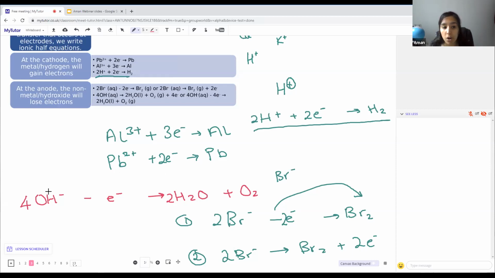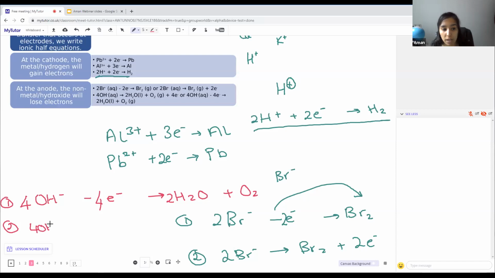And then if we have a look at our electrons, because we have 4 hydroxide ions and each one loses 1 electron, that means we need 4 electrons. So the fully balanced equation for the hydroxide ions is in the pink now. So 4 hydroxide loses 4 electrons to become 2 waters and 1 oxygen. And as I said, you can write that like that, which is the way that I prefer. If not, you can write it like this.